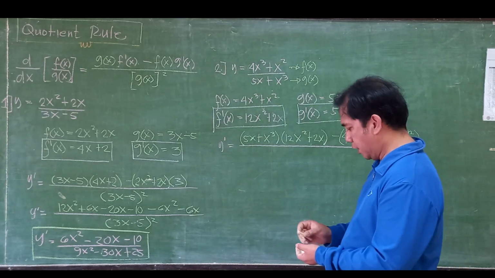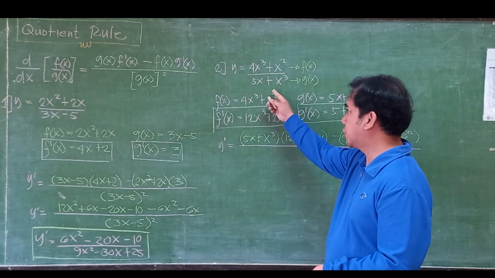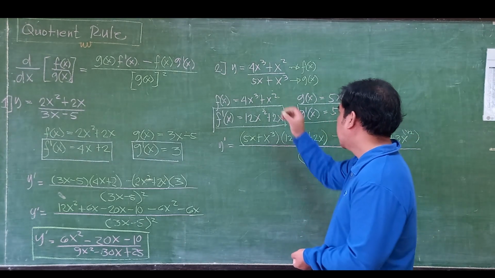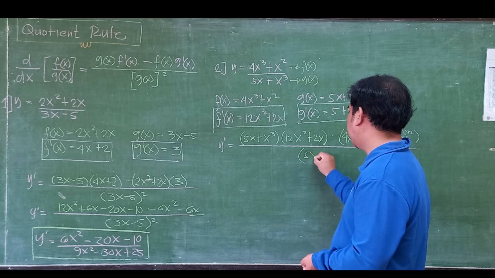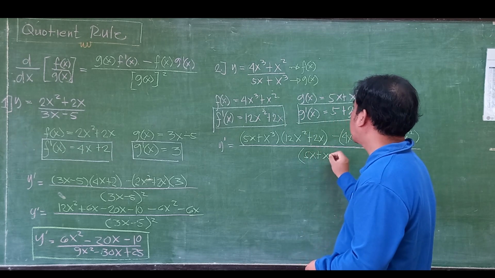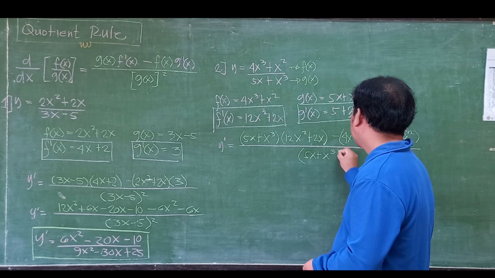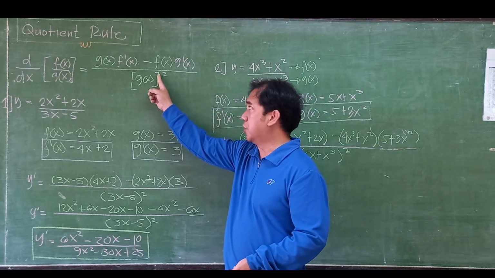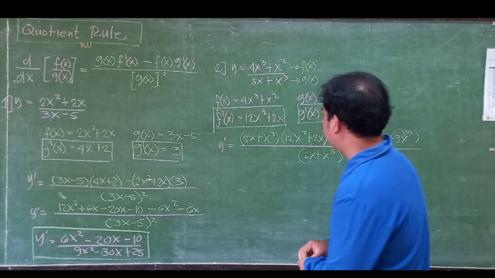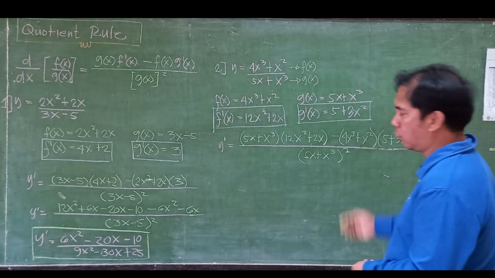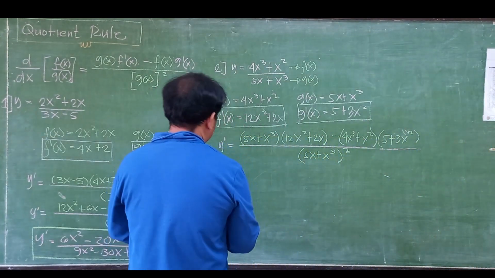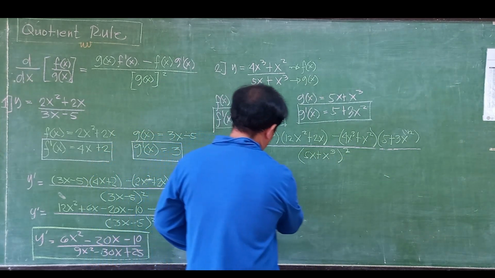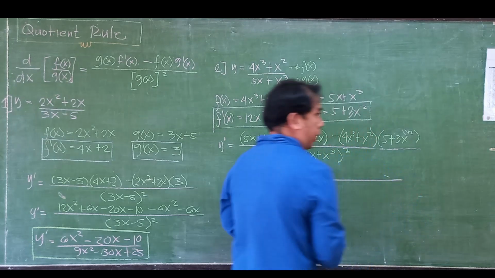So what about our denominator? Our denominator is the square of our denominator, 5x plus x raised to 3, raised to the second power, as we say, g of x raised to the second power. Now having said that, that's the time we're going to multiply. So before we multiply, let's try to do this one.